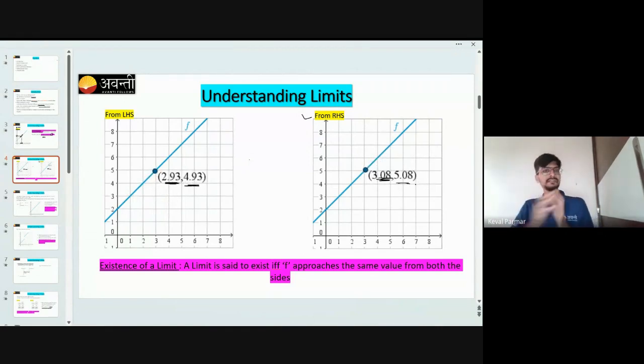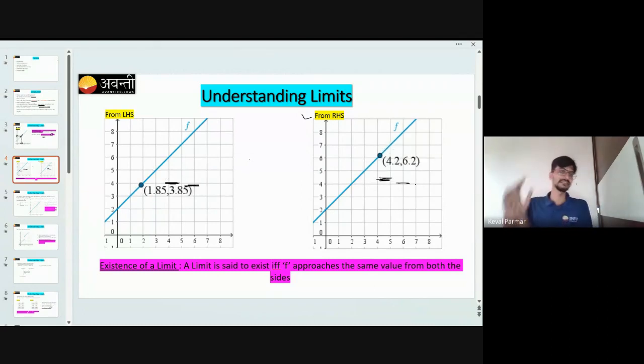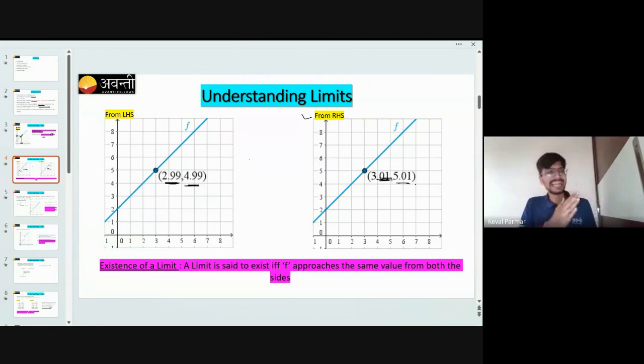So that means, from both the sides, left hand side and right hand side, the function approaches the same value. Meaning we can say that the limit of the function as x tends to 3 is 5.